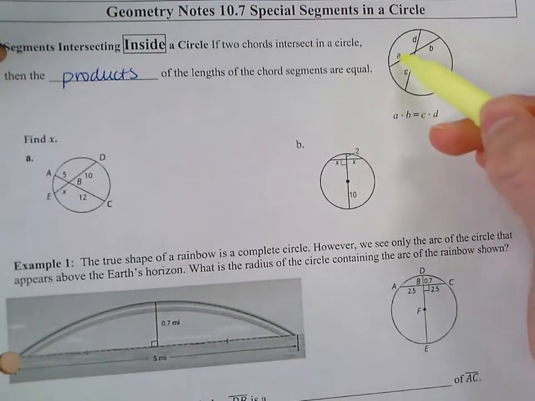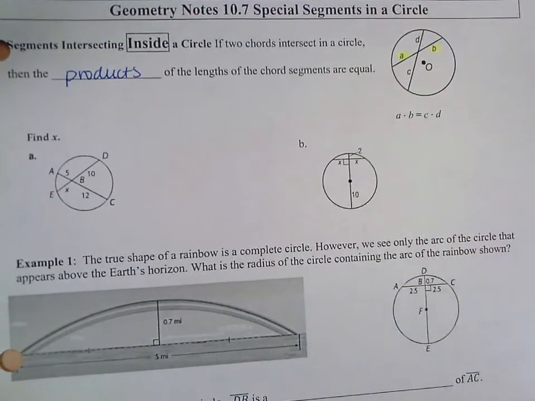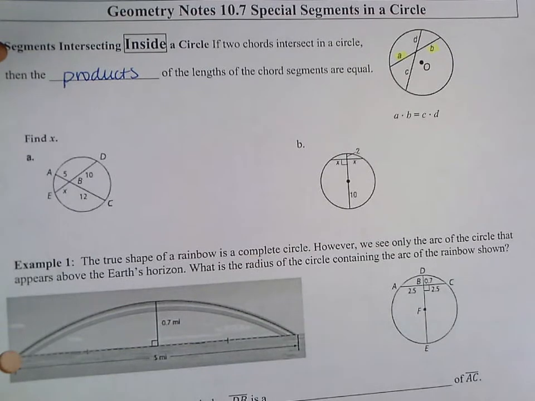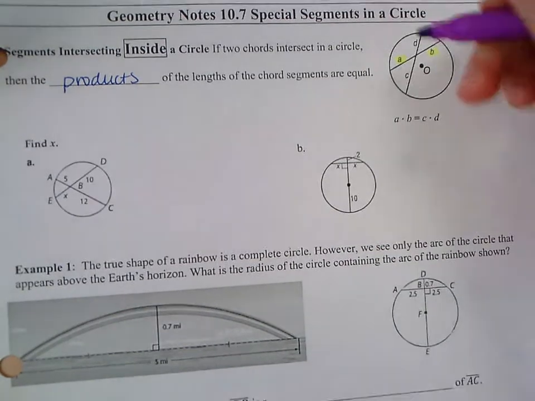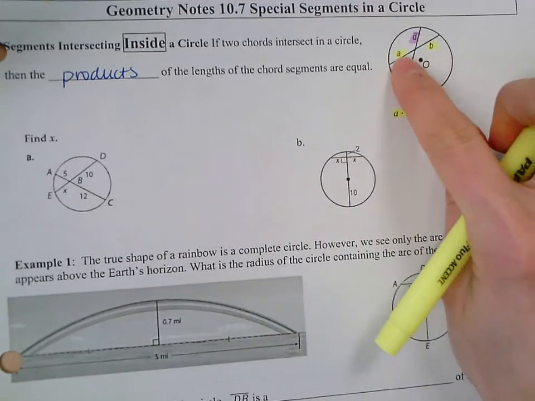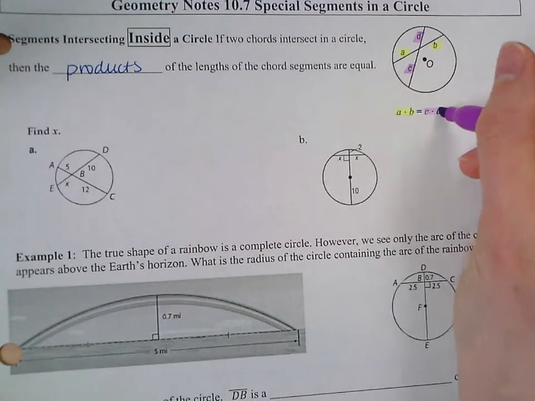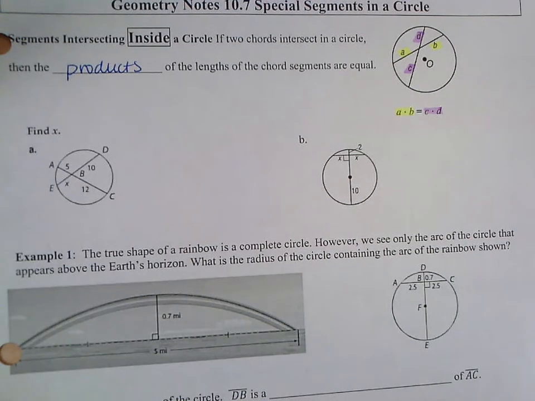So notice this one chord, if we think of this part of the chord as A, this part of the chord as B, and then for the other chord, we have this part is C, this is D. So you're multiplying A times B, so the product of those two segments should equal the product of the other two, should equal C times D. So you're multiplying the two segments that are from the same overall chord and setting those equal.